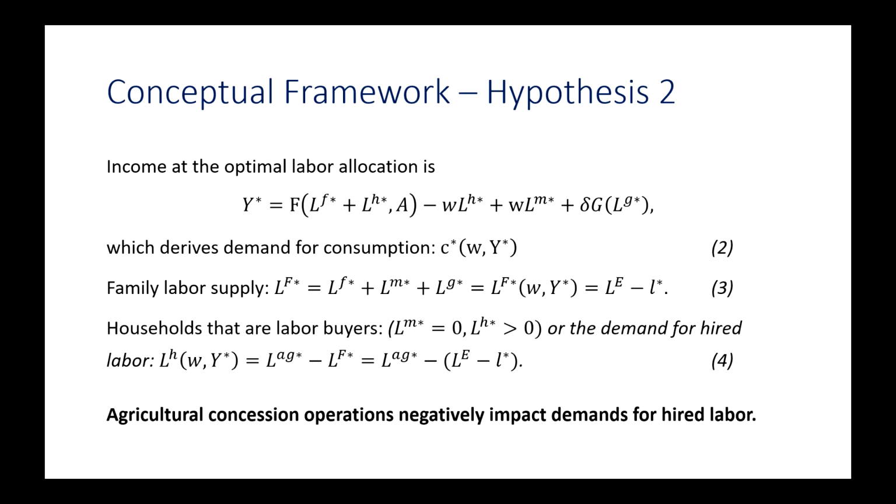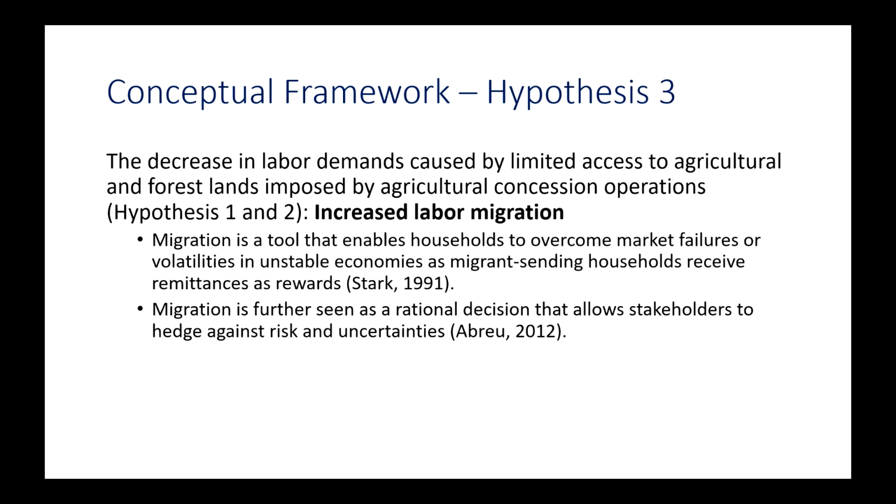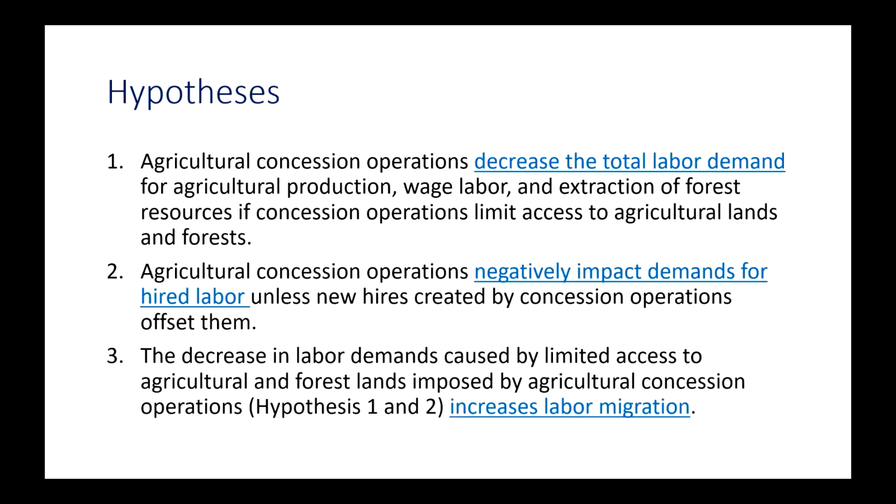And then building on these two hypotheses, we can also expect that there will likely be increased labor migration, because in the development economics literature, we have a lot of evidence on households using migration as a coping mechanism to external shocks, and it's a rational decision that allows them to hedge against risk and uncertainties. So to summarize, I have three hypotheses where the concessions will decrease total labor demand for these sectors, and then it will also decrease hired labor demand, and then these will lead to an increase in labor migration.